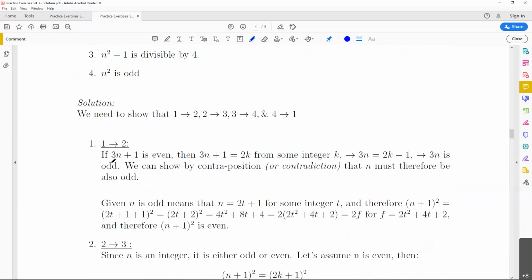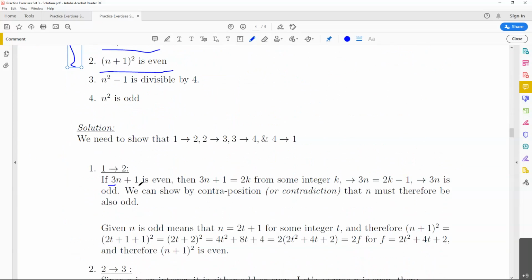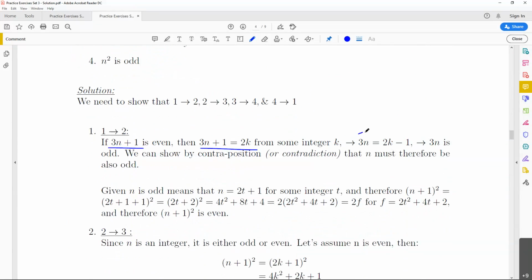Let's say 1 implies 2. You're given that 3n plus 1 is even. You want to prove that n plus 1 squared is also even. So if 3n plus 1 is even, then it's 2 times something, 2k. Then 3n equals 2k minus 1. This means that 3n is odd, right? It's similar to 2k plus 1, the form of odd. They're saying as a note, hey, we can show by contraposition or contradiction that n must therefore also be odd. Since 3n is odd, that means that n is odd.